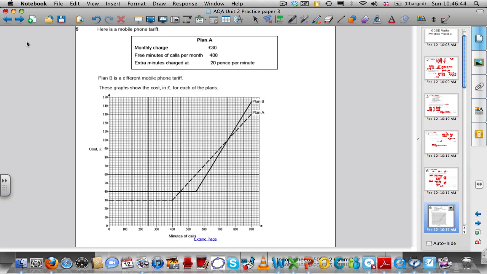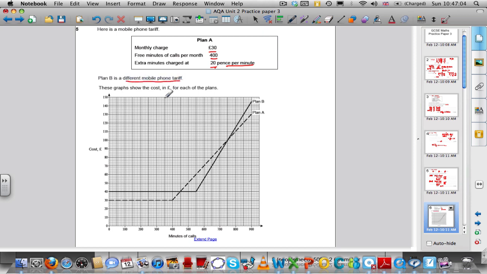Okay, here's a mobile phone tariff. Plan A. Monthly charge £30. That means you always get charged £30 regardless of how many calls. You get 400 free minutes a month. And after the 400 free minutes, every extra minute is charged at 20 pence per minute.